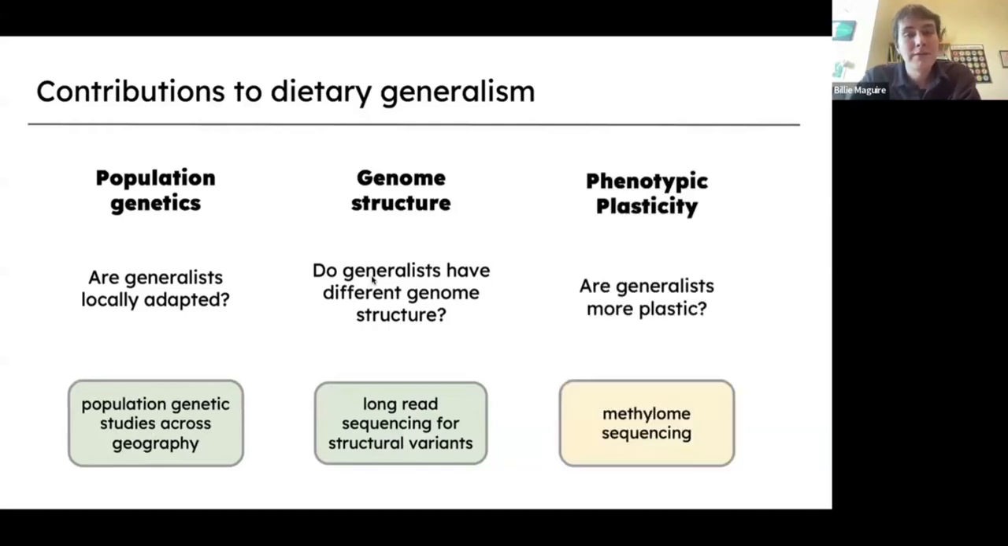And finally, we want to know about phenotypic plasticity. Are generalists more plastic? Are they able to modify their genomes epigenetically in certain ways that allow them to feed on certain plants? And we can address this with methylome sequencing with nanopore. And so these are three areas of research that are ongoing in the lab, and they also represent three chapters of my dissertation research. So I don't have too many results to present to you today, but really what I want to try to do is give you a little bit of background on this research, explain why it's important, and kind of give you an idea of why a haplotype-resolved assembly is really essential for doing any of this research.